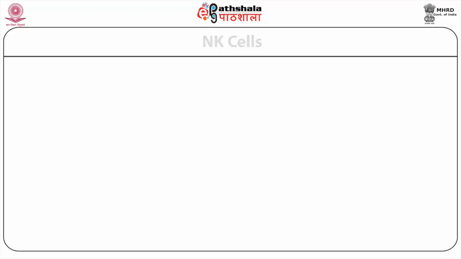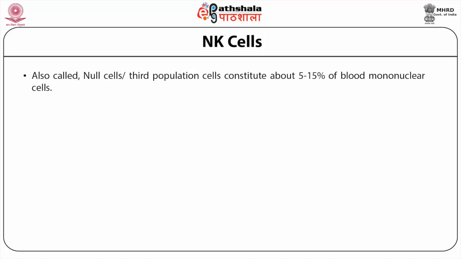Let us now continue our discussion of cells other than TC cells which mediate cytotoxicity. Having learnt about what cytokines are, our discussion will continue to include even in more detail the role which cytokines play in cytotoxicity. The NK cells to which we have referred earlier are also called null cells and third population cells. These constitute about 5 to 15% of blood mononuclear cells.